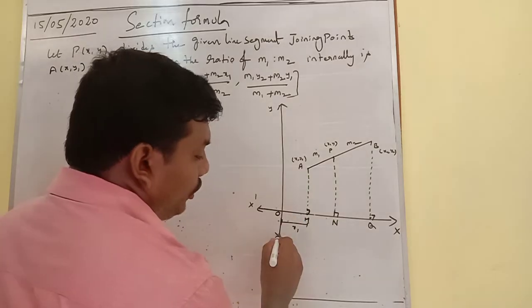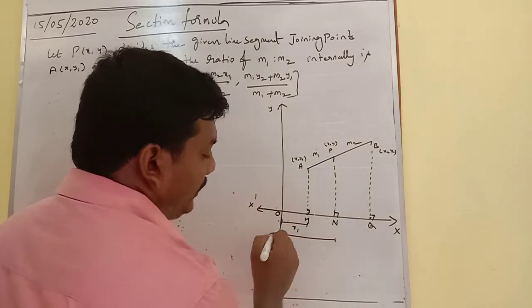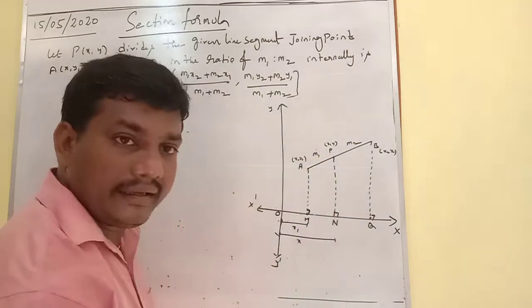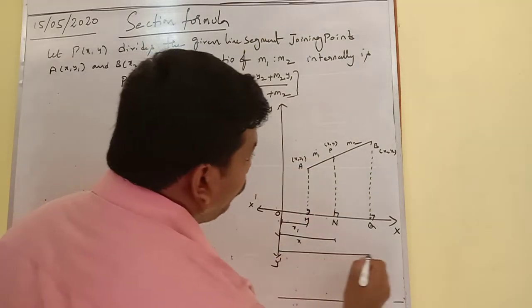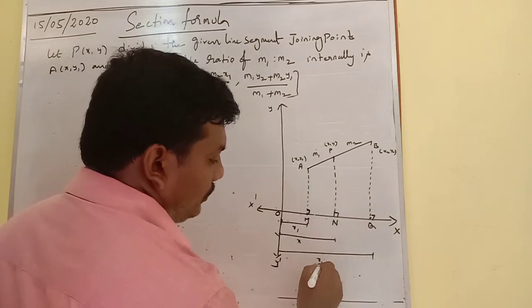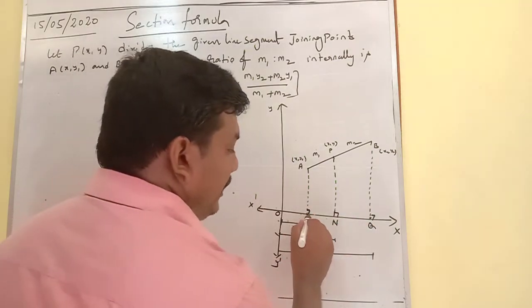Next, what is ON distance? ON distance is x. Then what about OQ distance? OQ distance is x2.